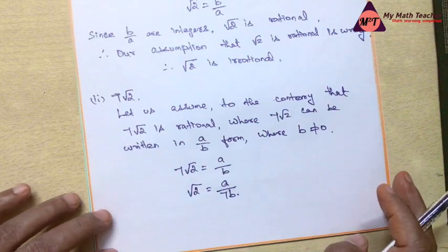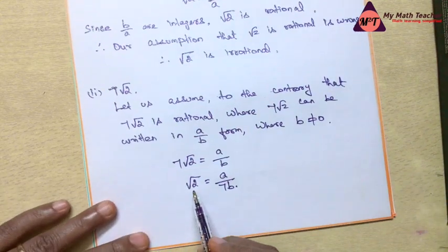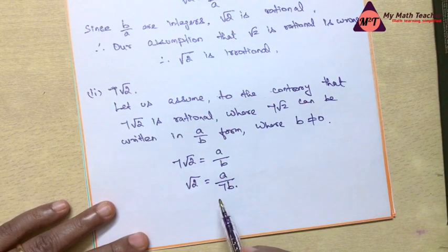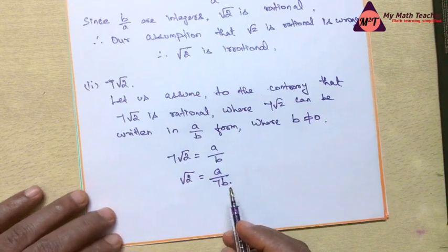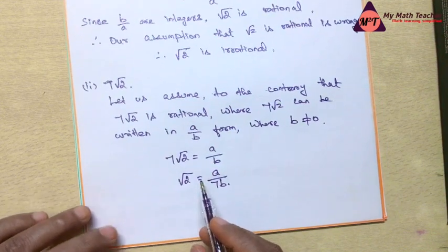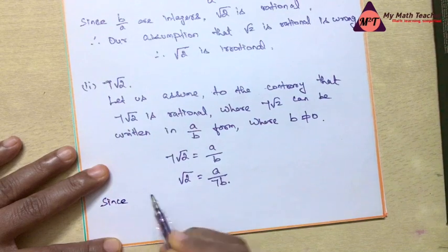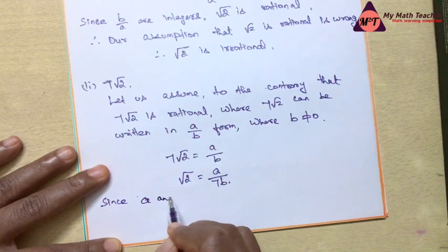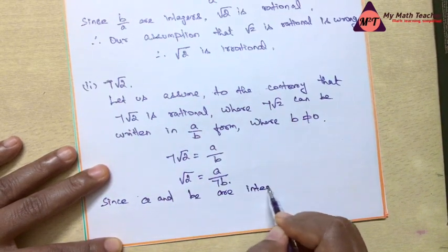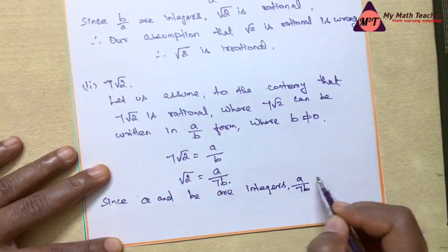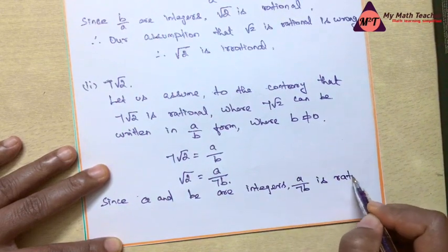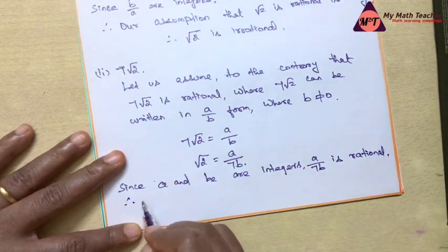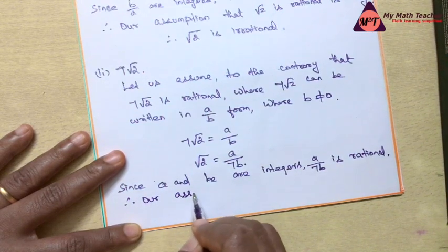We can see root 2 is written in p by q form, a by 7b, which is not possible. An irrational number cannot be expressed in p by q form. So our assumption has become wrong. Hence it is an irrational number. Therefore our assumption is wrong.